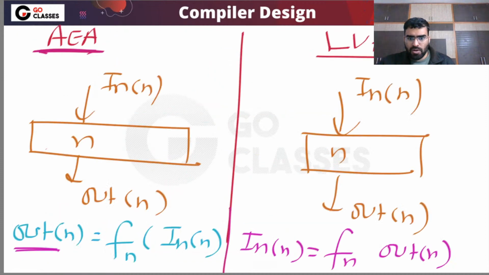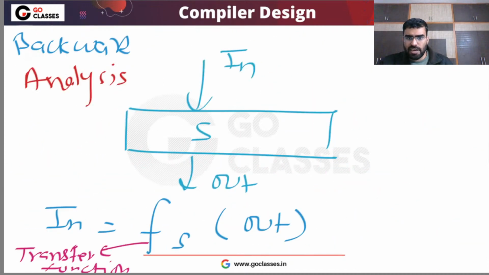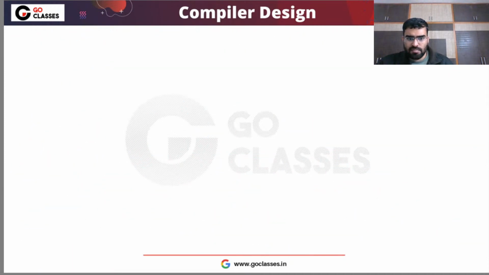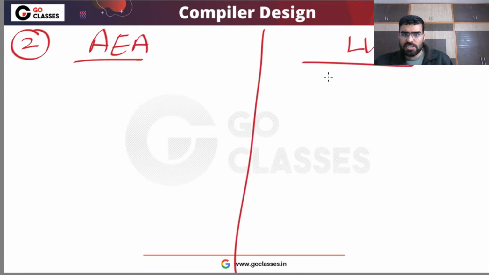Okay, so this is the first difference: available expression analysis is a forward analysis and live variable analysis is a backward analysis. What is the second difference between available expression analysis and live variable analysis? The second difference is the equations. Yes or no? The equations change. You can notice the equations are changing.